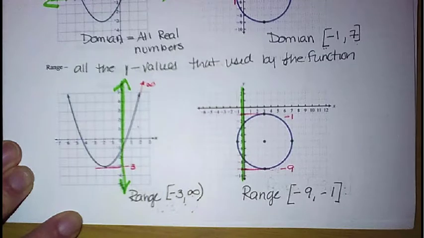I also want you to notice that the -9 came first because it is the smaller of the two values, and whenever we write our interval notation, we always write our smallest value first.